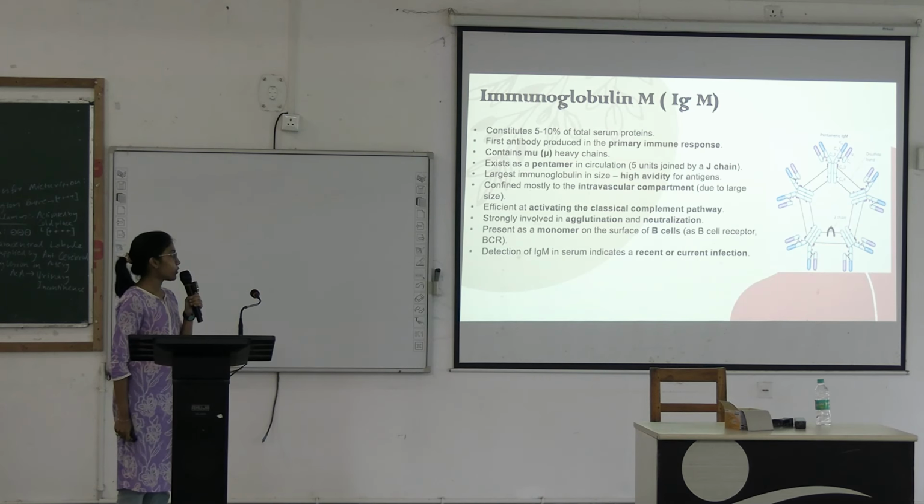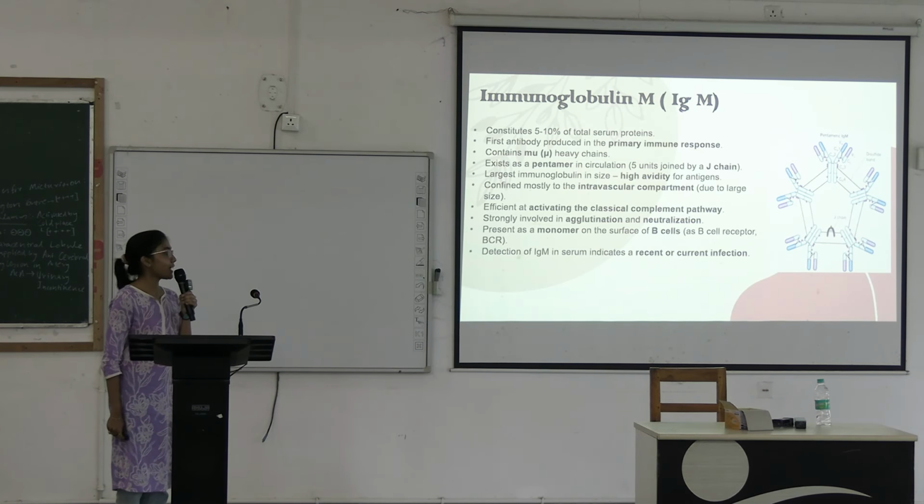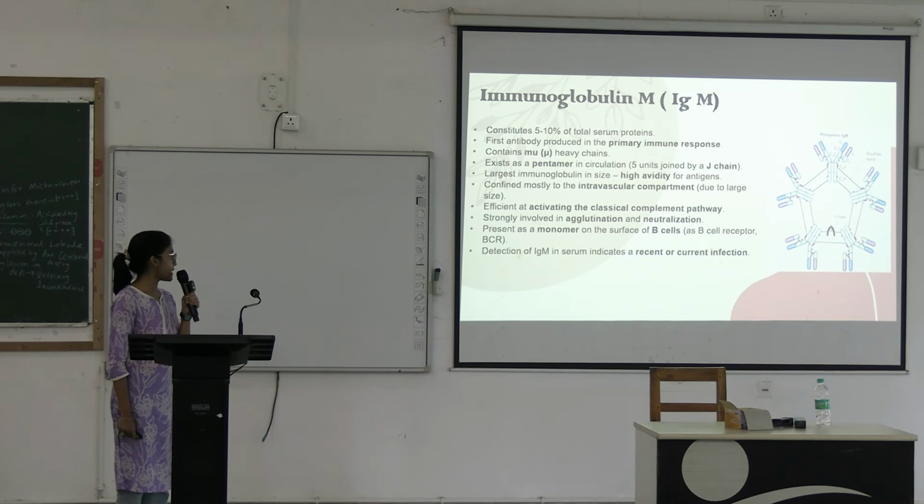Next is immunoglobulin M, that is IgM. It constitutes 5 to 10% of total serum proteins. It gets its name from mu heavy chains, first antibody produced in the primary immune response. It is the largest immunoglobulin as it exists as a pentamer, the five units joined by J chain, confined mostly to the intravascular compartment due to large size, efficient at activating the classical complement pathway, strongly involved in agglutination and neutralization, present as a monomer on the surface of B cells.